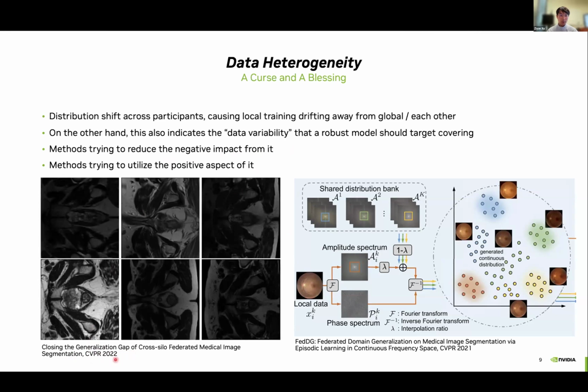SM work we proposed back in 2022. And there are some methods trying to utilize the positive aspect of it. For example, this FastDigi work trying to interpolate across different data distributions from different participants. So data heterogeneity also means data variability that we would like to utilize.